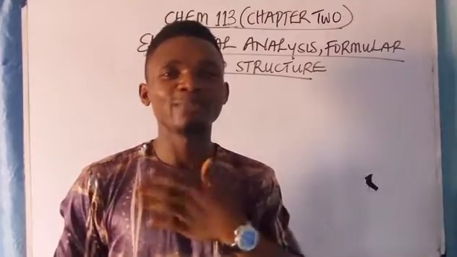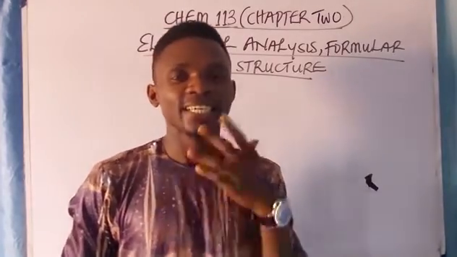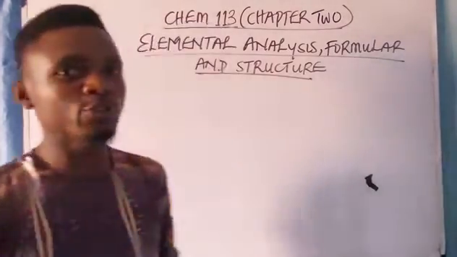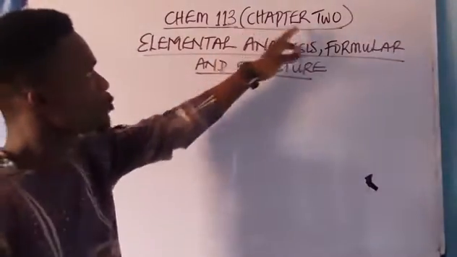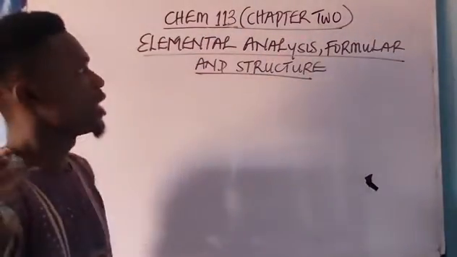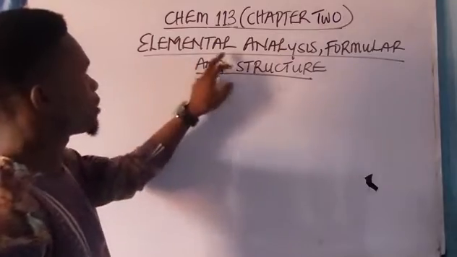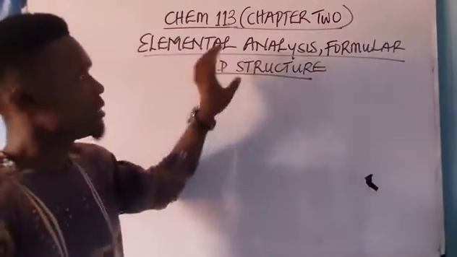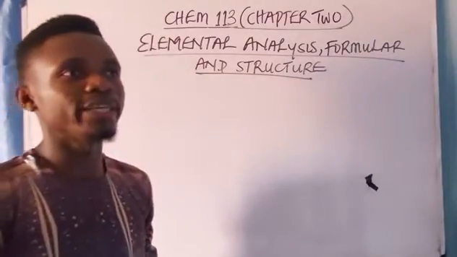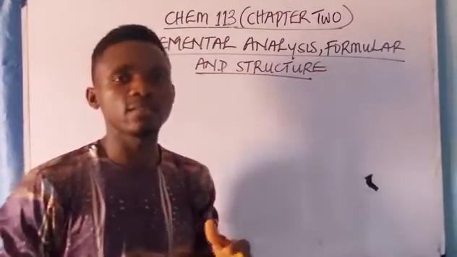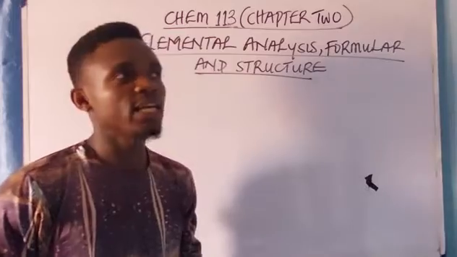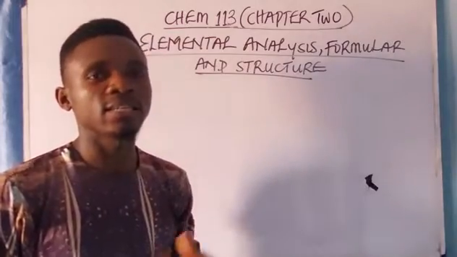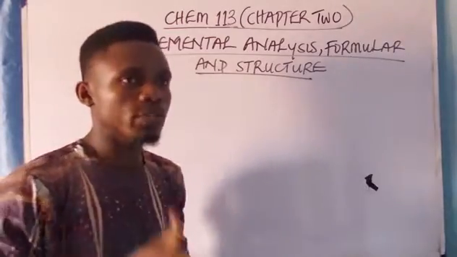As you all know, my name is Tutor Joseph, and in today's video, I shall be introducing chapter 2 of Chem 113, a topic called Elemental Analysis, Formula and Structure. In this topic, we are going to be identifying certain compounds, how they are tested, and the change in color. Let us get started.